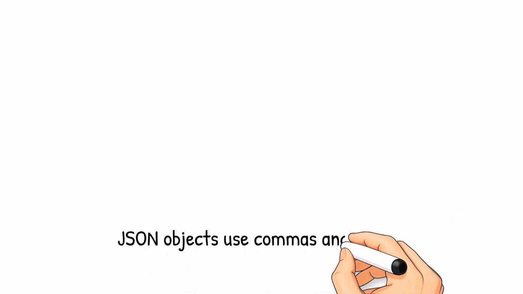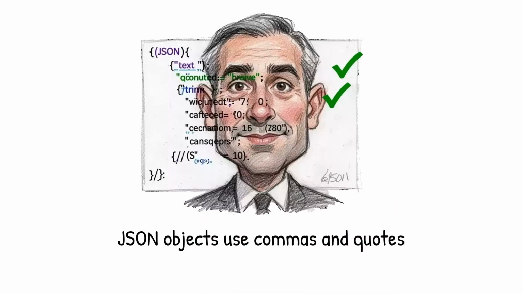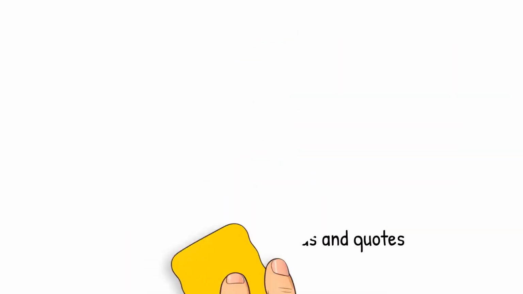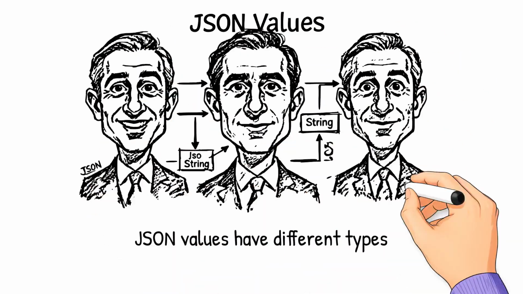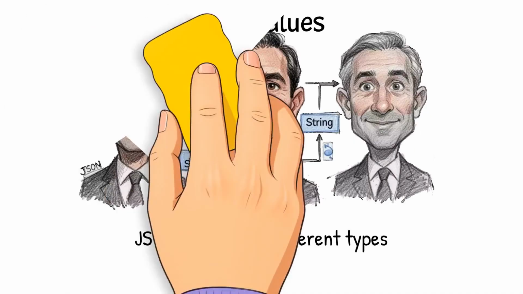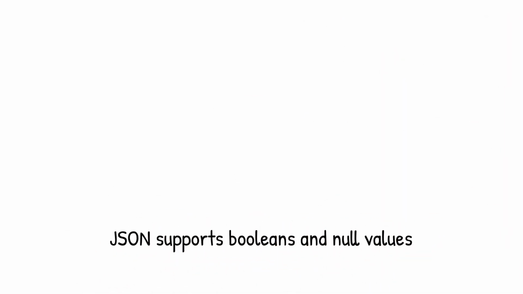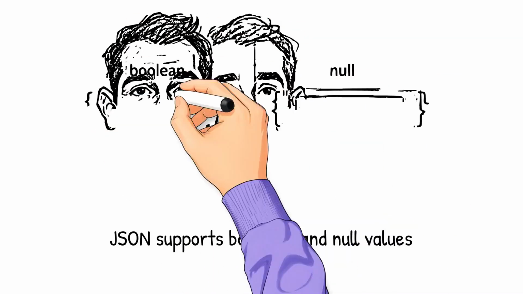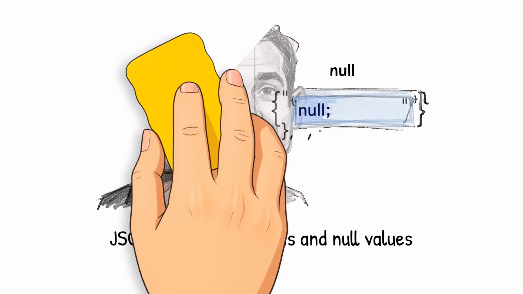Notice two small things. Each pair is separated by a comma, and text values get wrapped in quotes, while numbers do not. Now the values can be a few different types, and these are genuinely worth knowing. A value can be text, called a string, always in quotes, like John. It can be a number, like 25, with no quotes. It can be true or false. That's called a Boolean, and it's perfect for yes or no facts, like is student true. It can be empty, written simply as null.